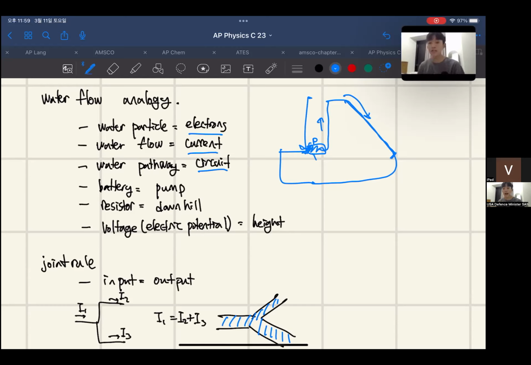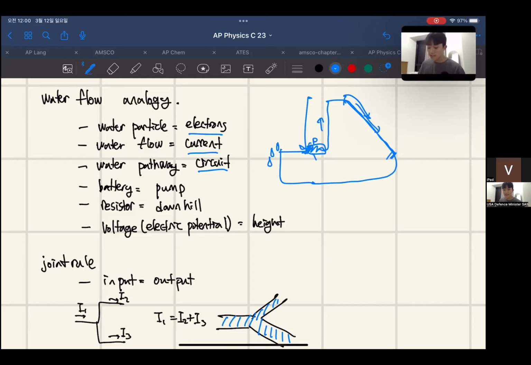Now, I'll explain how this analogy actually works. If we think of this water pathway, we have water particles moving in this water pathway, and the pump pumps the water particles up using energy, and this downhill actually allows the water particles to use up their potential energy in order to flow down.